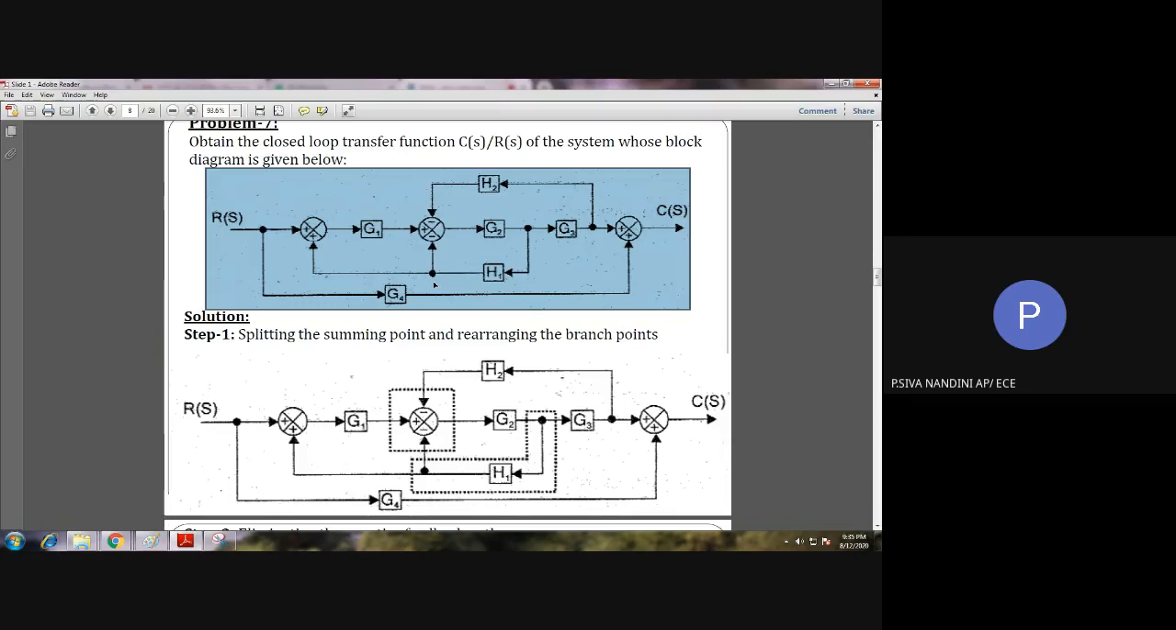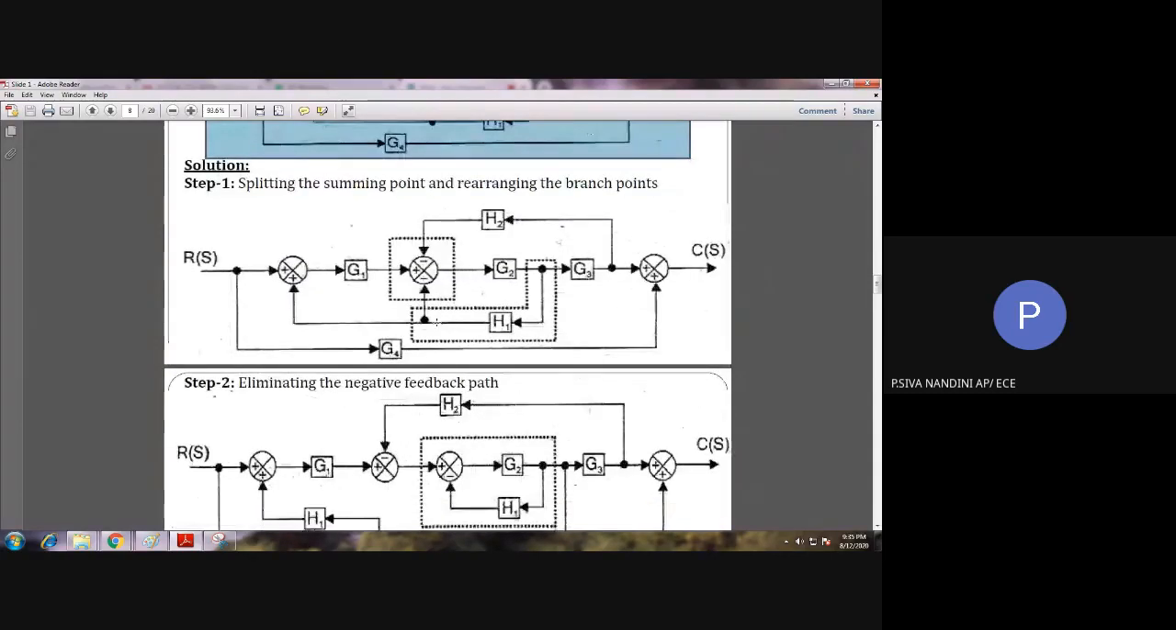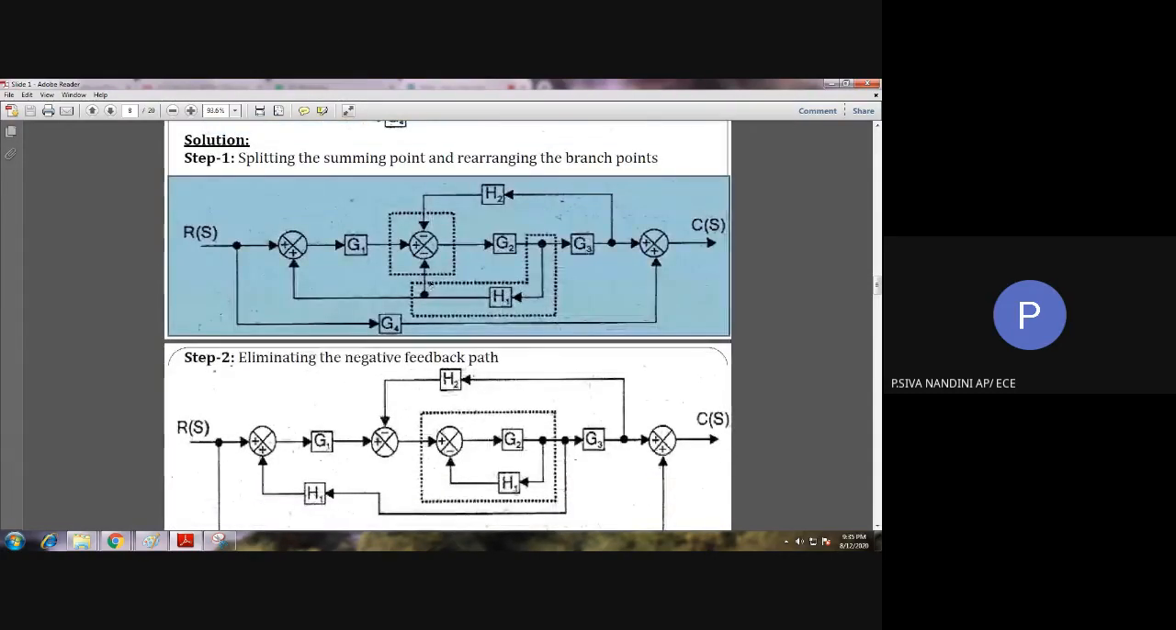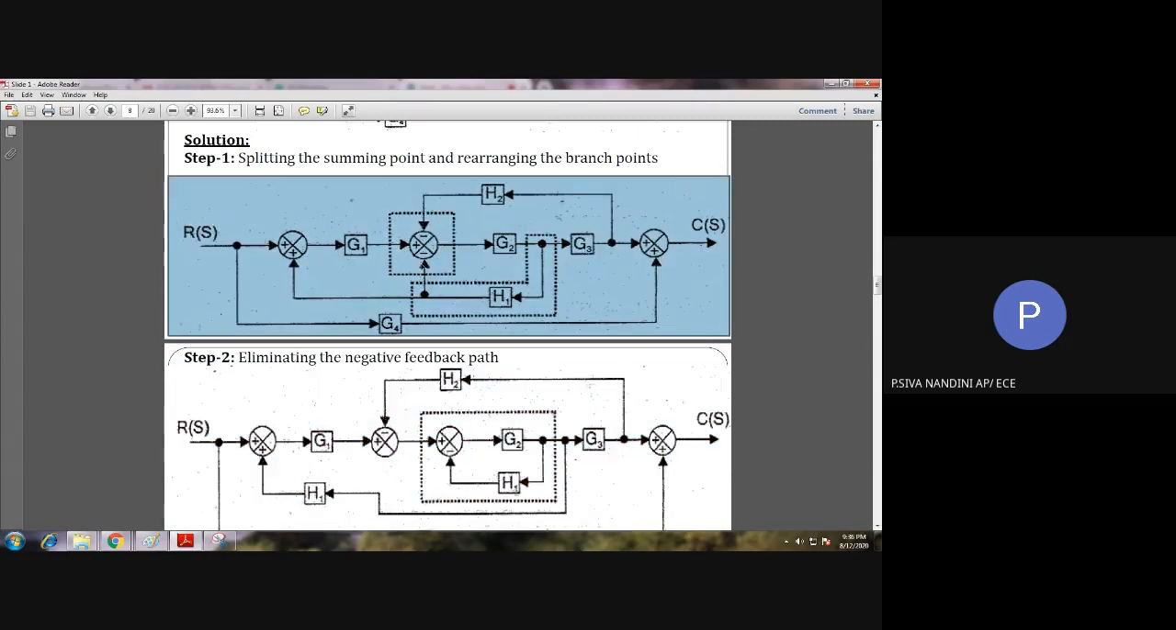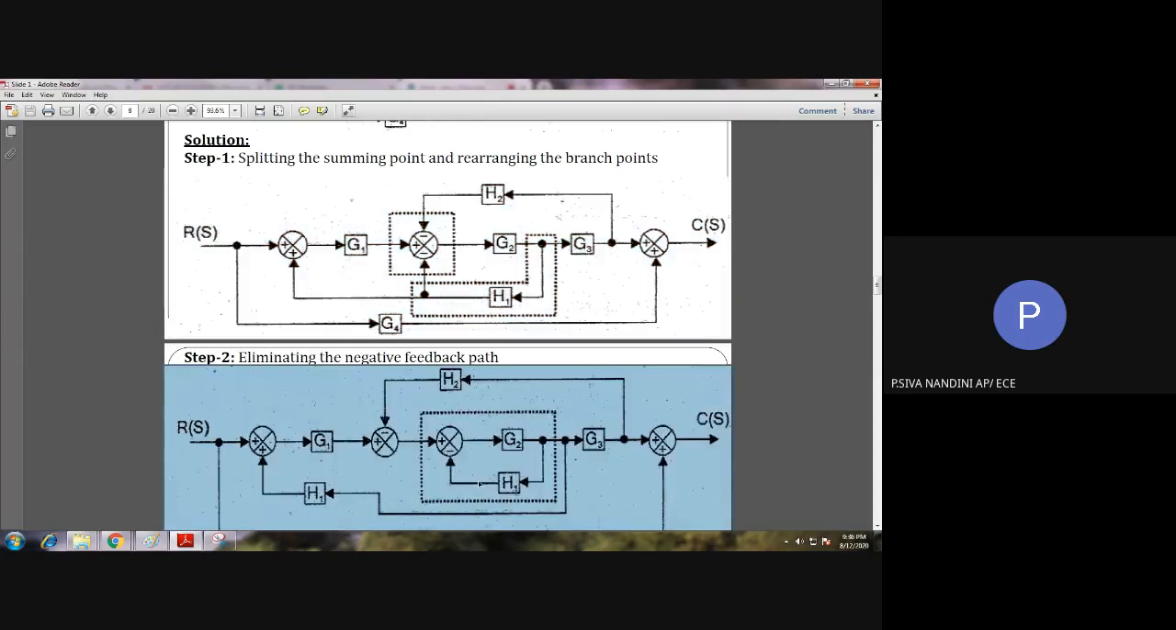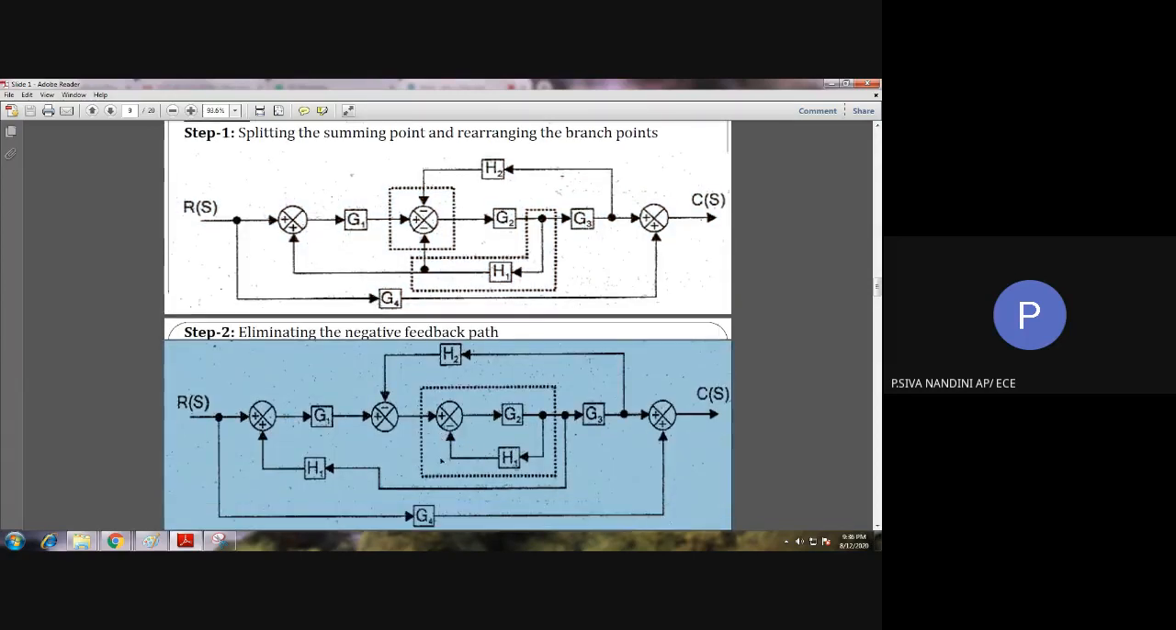Okay. So first we shall split the summing point. For splitting the summing point, we can make it a feedback path. So keeping that in mind, we can split plus minus, there is H2 minus the first summing point and H1 minus H1 the second summing point. So like that we can split.